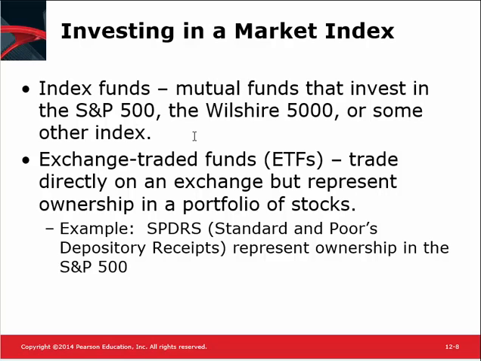So again, kind of going back, how can we find these numbers? Well, maybe we could use index funds. There are mutual funds that invest in the S&P 500, the Wilshire 5000, some other kind of index. You might be able to find an exchange-traded fund that trades directly on an exchange, but it's kind of like stock ownership. For instance, something called a SPDR, or SPDRs, is Standard & Poor's Depository Receipts, and essentially this represents ownership in the S&P 500. So there are a variety of ways that we can find the returns on markets.